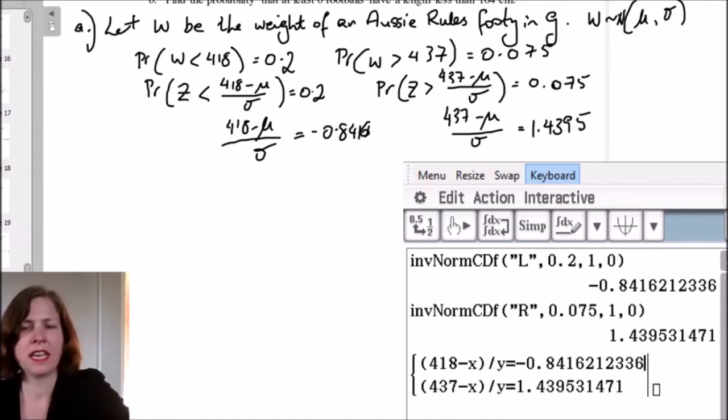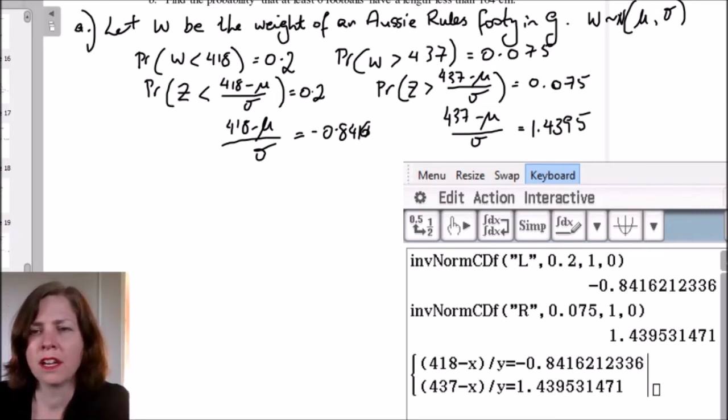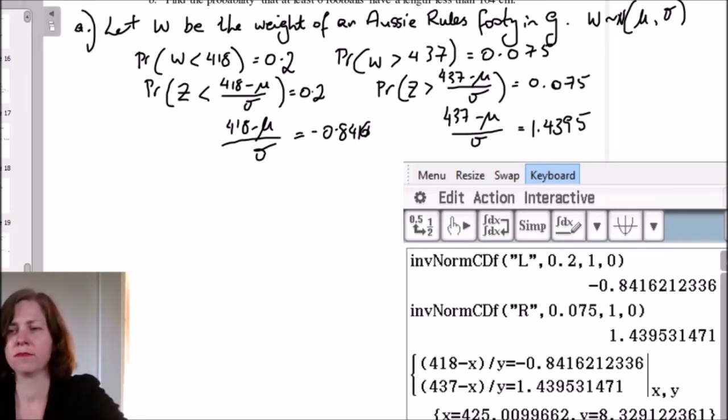What I should point out is that I've used X for mu and Y for sigma. And then here I just need to point out to my calculator that X and Y are what I'm looking to find. And look at that. My value for X is 425. It's pretty close to 425. I'm going to stop there at 425. I think that's reasonable. And Y, I'll go to 3 decimal places, 8.329. So let's just jot that down.